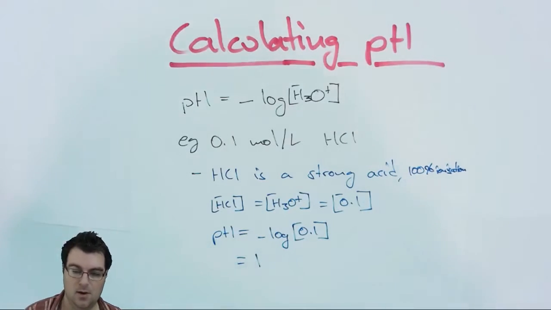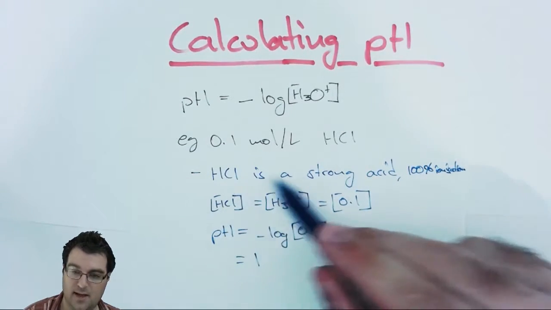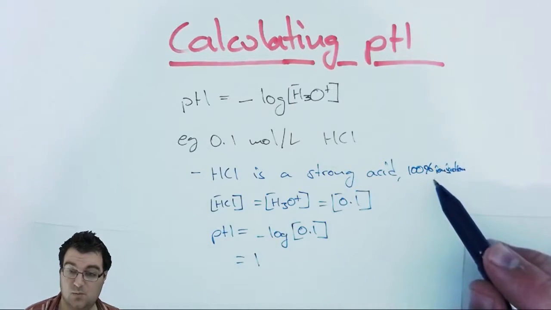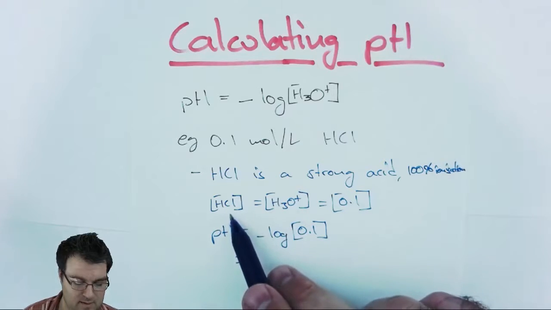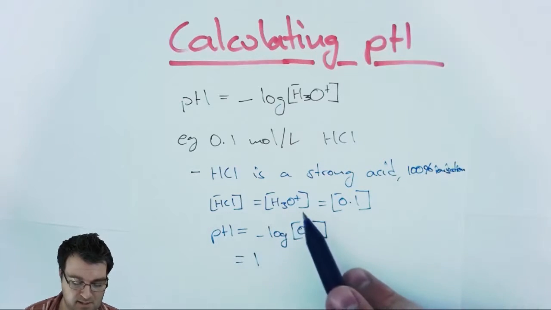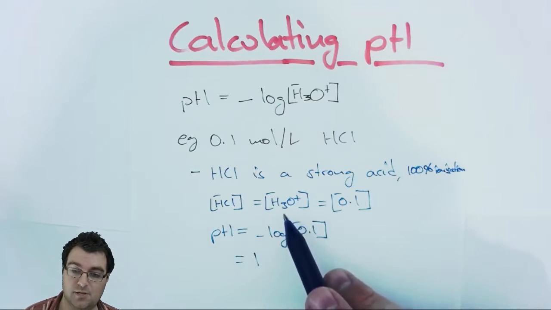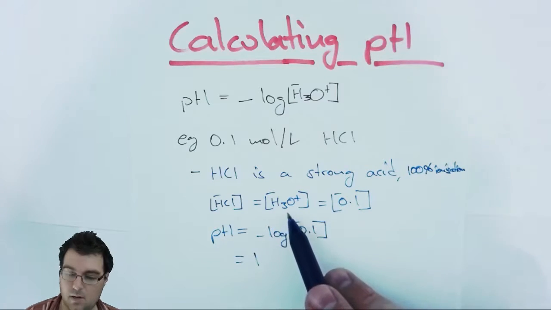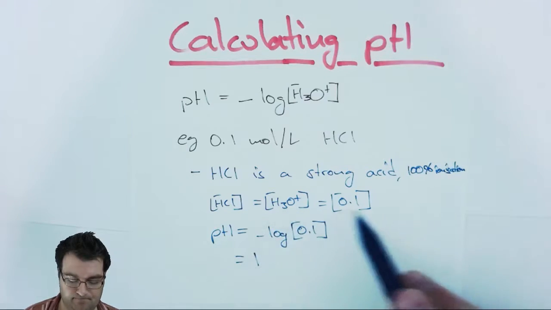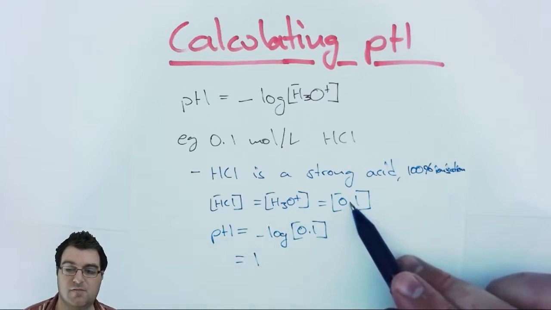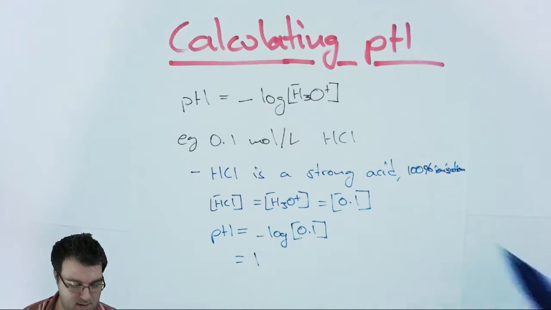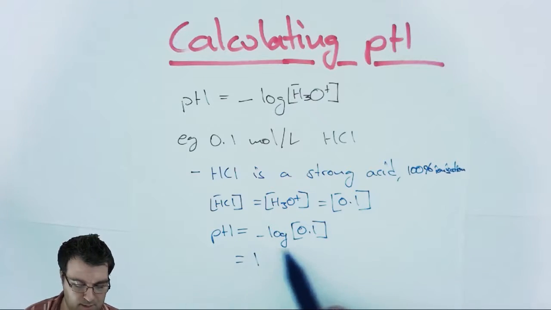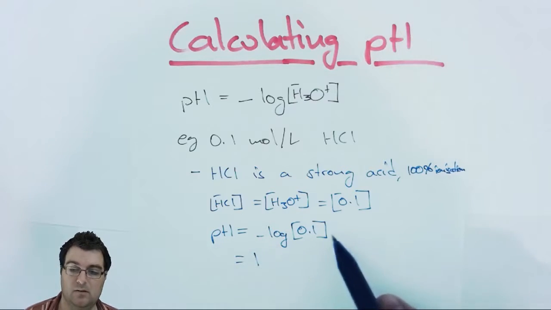Notably, hydrochloric acid is a strong acid, which means we have 100% ionization. So that means our concentration of HCl is equal to our concentration of hydronium ions, and so our concentration of hydronium ions is 0.1. So we would take our 0.1 and plug it into our minus log hydronium ion concentration equation.